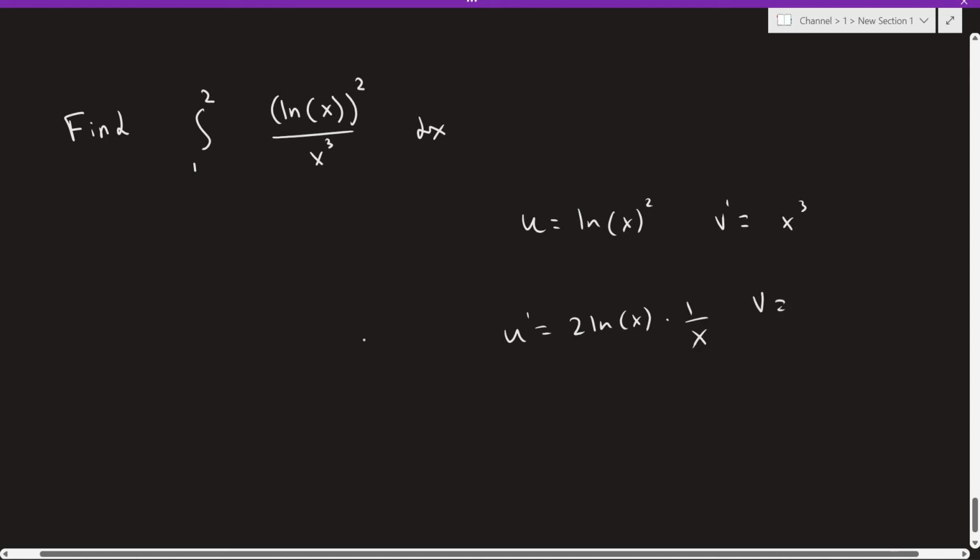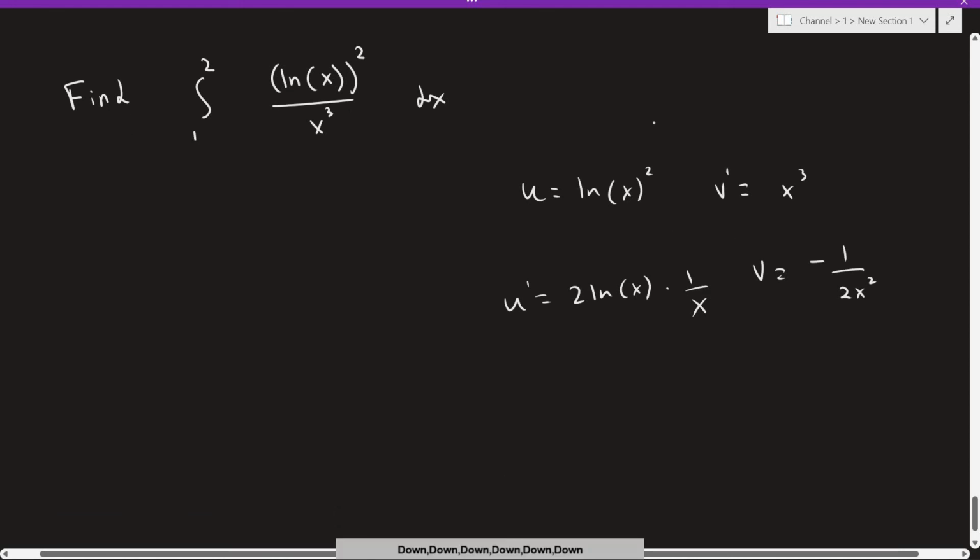And the integration of 1 over x cubed, what I usually do is I take x cubed to the top. It's going to be x to the negative 3. And then we add plus 1 over negative 3 plus 1. So it's going to be negative 1 over 2x squared. All right, so now we apply the formula, which is uv.